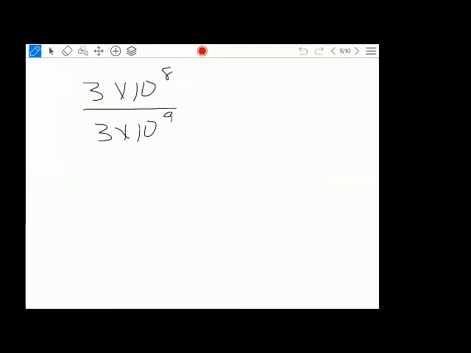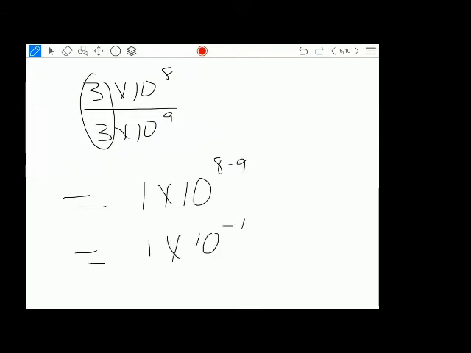How about if I do division now? Division just means that I subtract my exponents. So here I will divide my 3's together, leaving 1 times 10 to the 8 minus 9 equals 1 times 10 to the minus 1. Again, my result is 0.1 in standard notation.